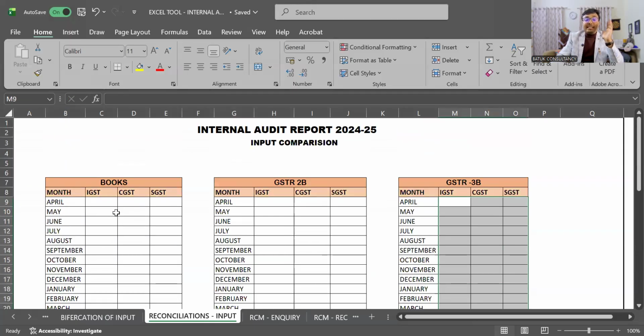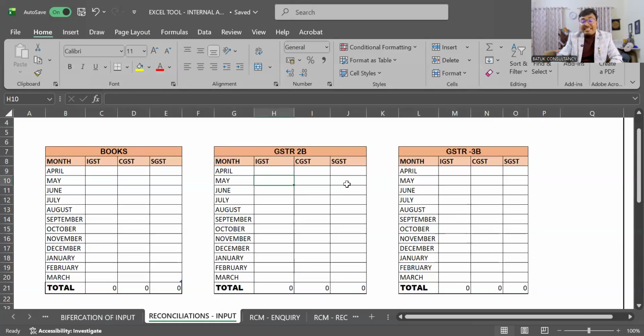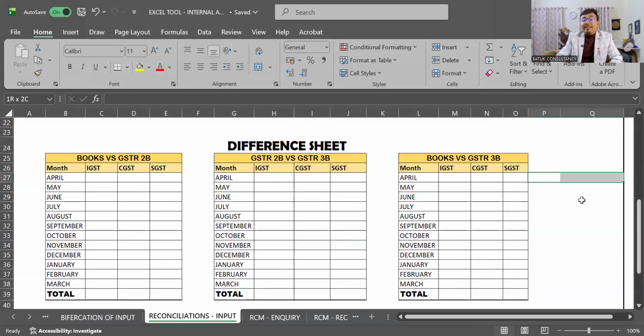Because there may be chances that some ITC is reflected in 2B, but you have not received the goods, so you have not claimed the input tax credit. Okay, so this will be one of the reasons for differences. So these types of differences will be there. We need to identify the reasons and highlight them over here, so that in future we can easily identify the reasons as well.